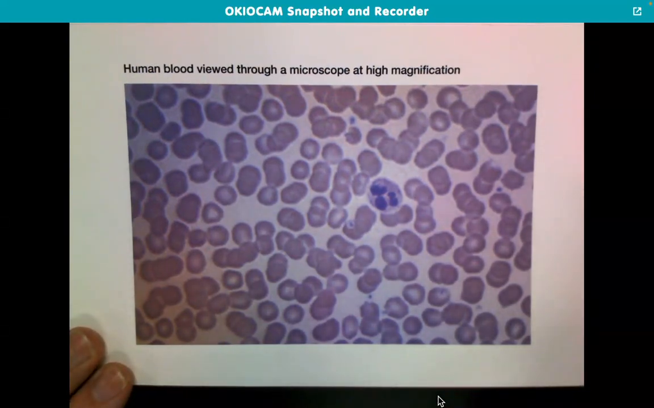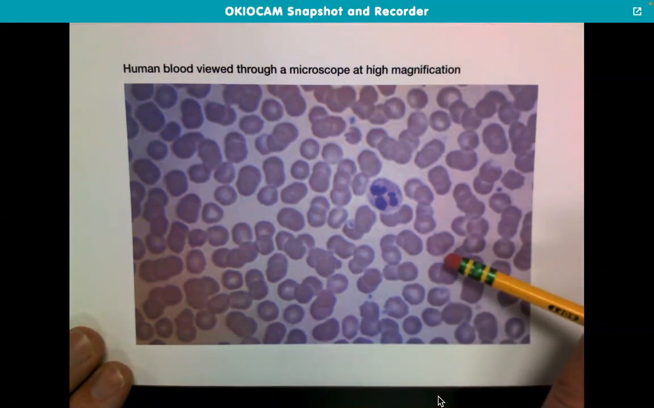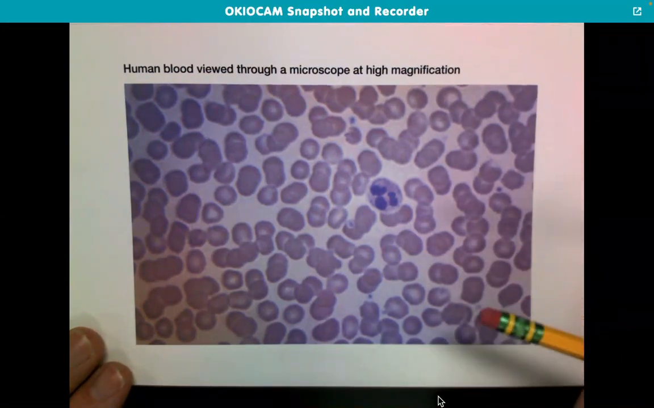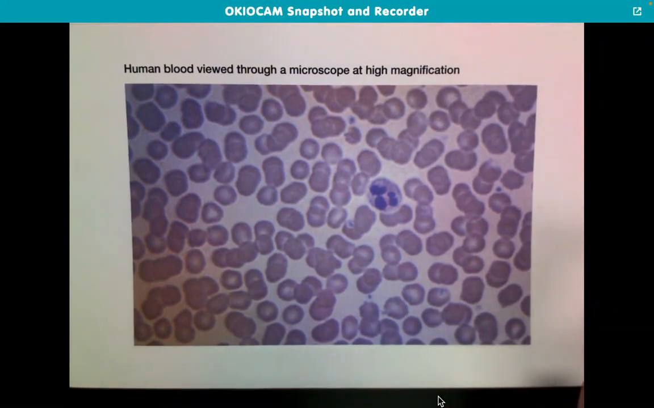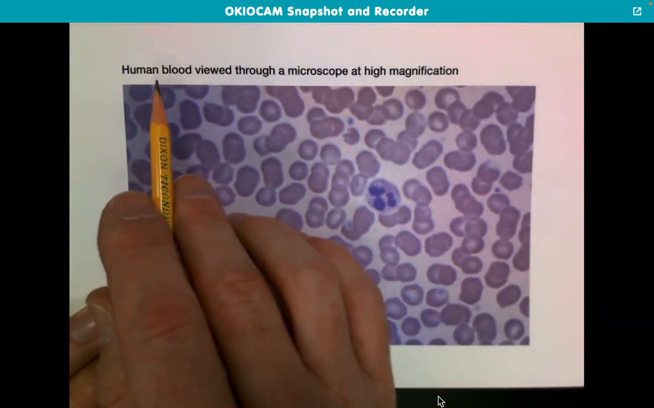with our microscope. These are at 1200 times real size. Our microscopes in the classroom only go up to 400. So we're seeing even 3 times closer than we would normally with ours. So we're going to use the cards. You see that it says human blood.